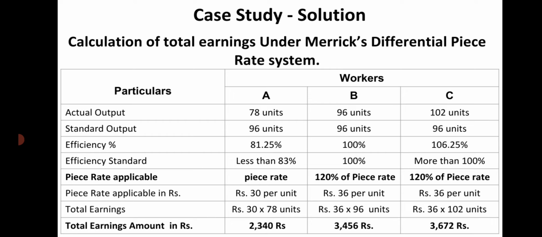So total earnings of A: 30 into 78 units, that means 2340 rupees. For B, 36 into 96 units, 3456 rupees. For C, 36 into 102 units is equal to 3672 rupees. These are the actual calculations of total earnings as per the Merrick plan.